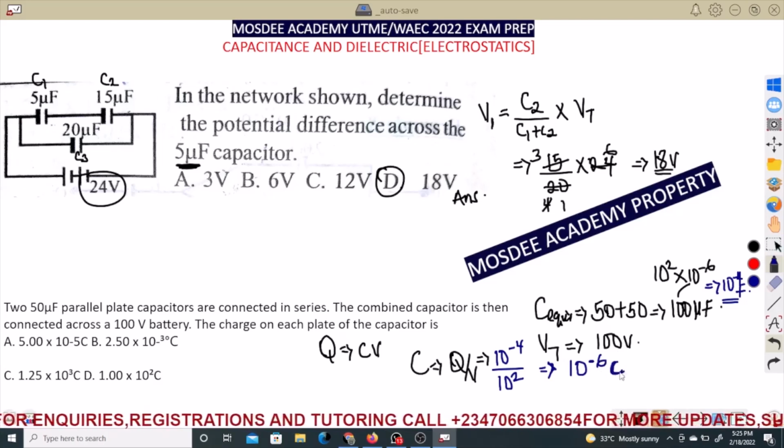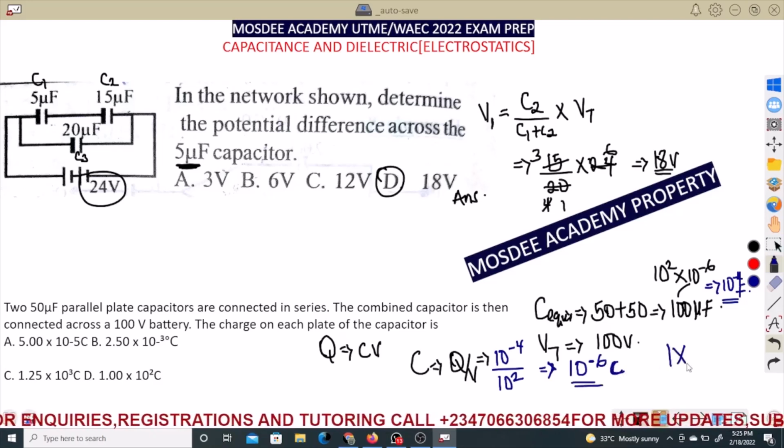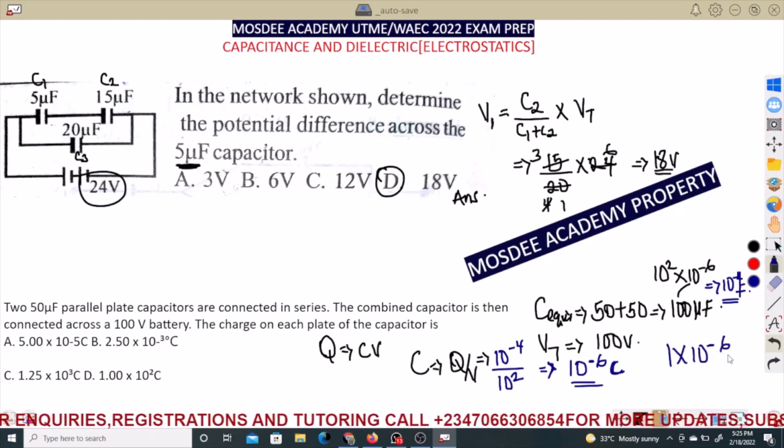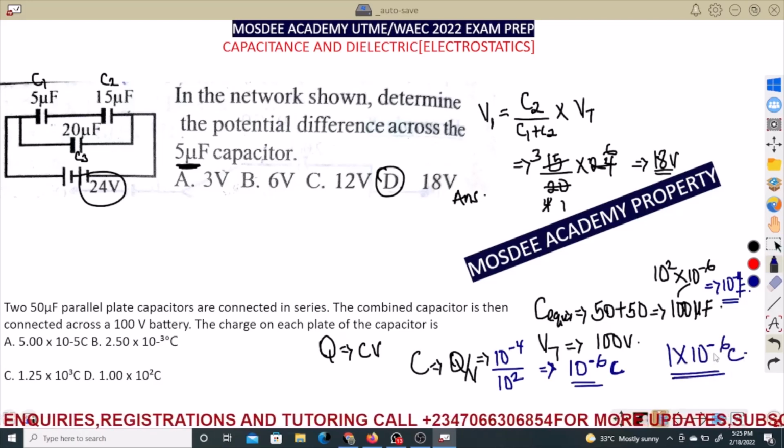And if we talk about 10 raised to power negative 6, charges are measured in what? In coulombs. So you can write it as 1 times 10 raised to power minus 6 coulomb. Please, that will be the answer to that. And I think none of the options here is correct. If I have solved well, if I don't make a mistake, that is what we are supposed to have.